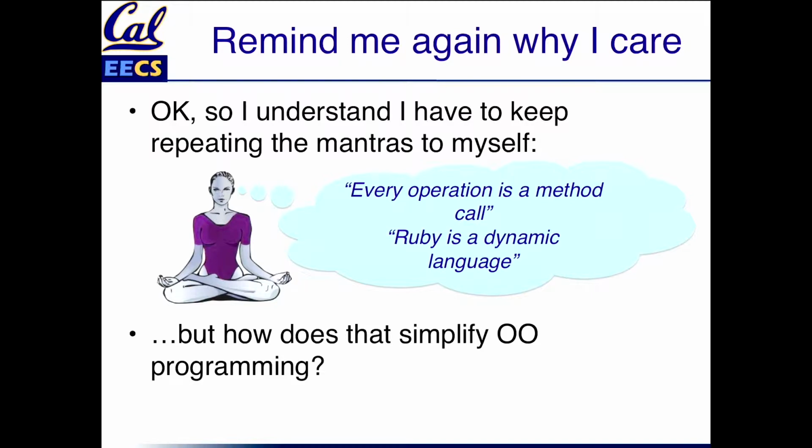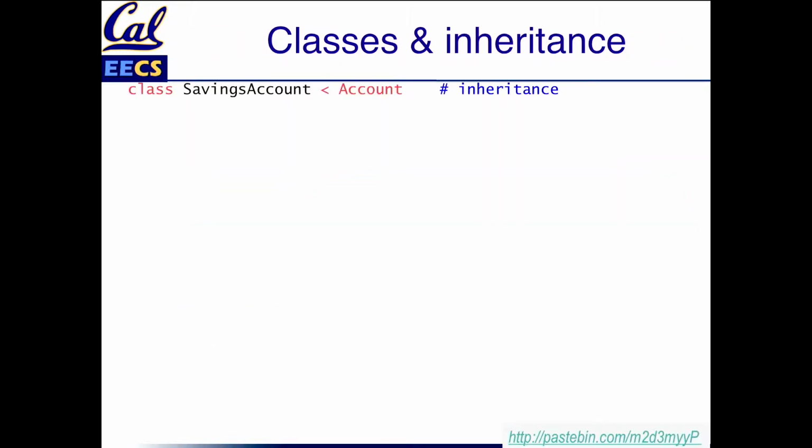So let's look at a simple example to walk through. I'm going to define a savings account, and hypothetically I'm going to say that it inherits from an existing class called account, although we don't have an existing class, so I just wanted to show you the syntax for inheritance.